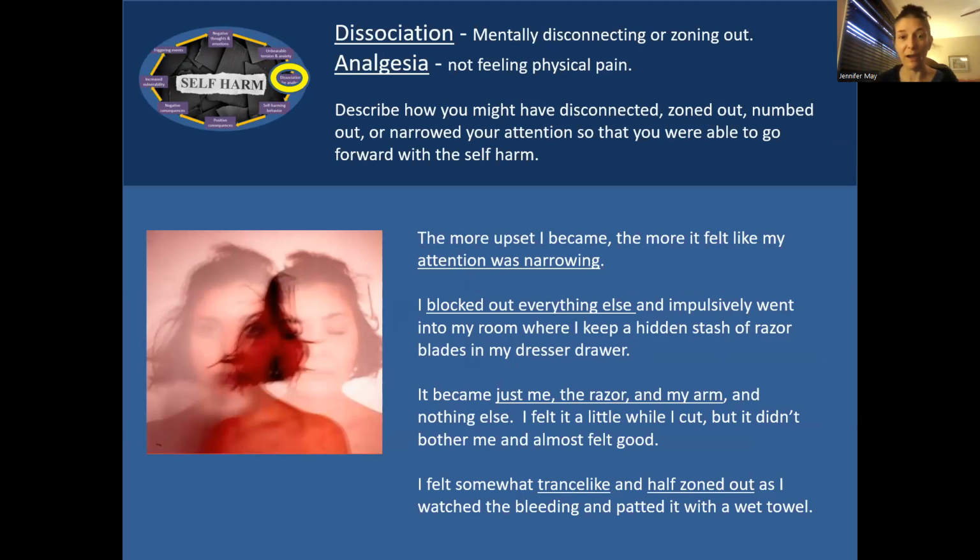So in the original narrative, the girl goes to her room where the razors are hidden in a drawer, and she's kind of just in that zone, just her and the razors, getting ready to hurt herself. So the attention's narrowing. She blocks out everything else, goes into her room. It's just me, the razor, my arm. Everything else goes away. I'm not fully feeling it. I'm feeling it a little bit, but maybe it kind of feels good. So I'm a little trance-like. So it's allowing the self-harm to happen.